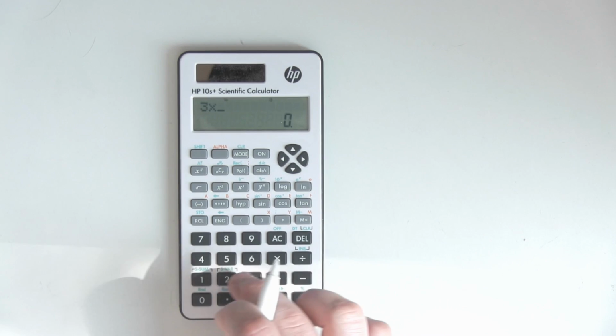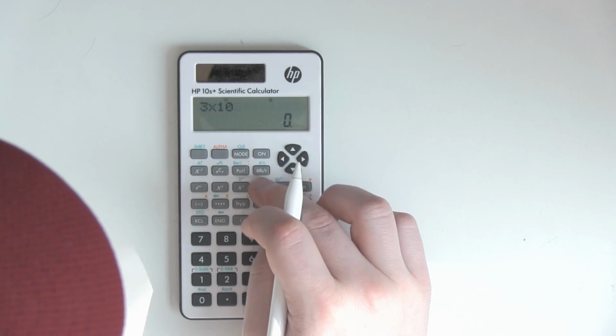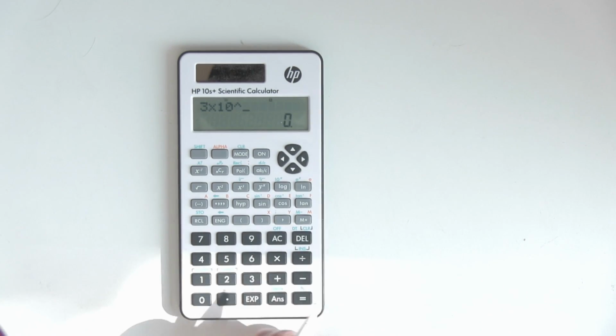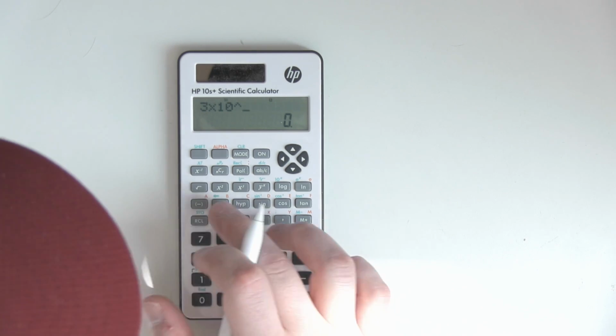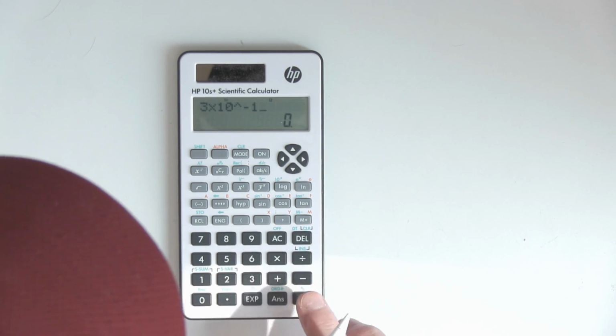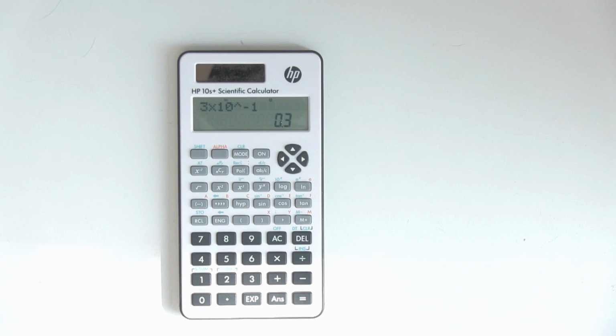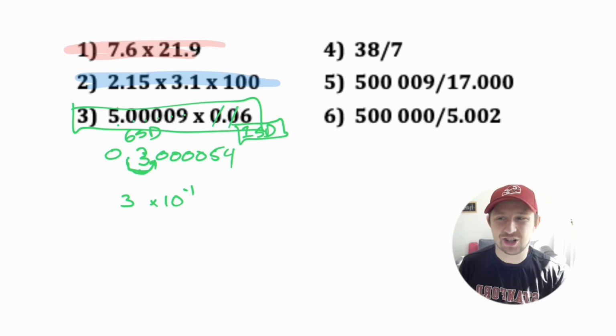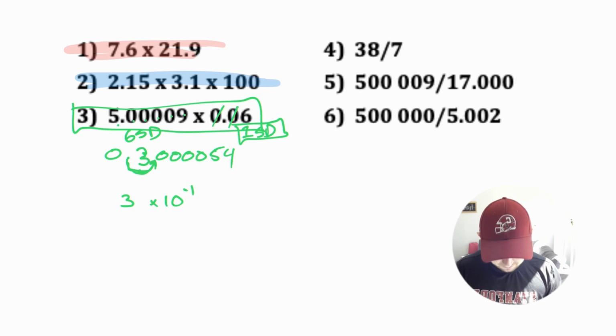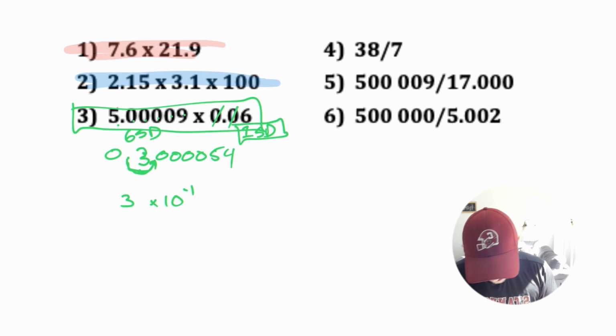And if I would go 3 times 10 to the power of -1, I would get 0.03. That's exactly what we want. That's up to our nearest significant digit. So that one worked. All right, let's try number 4 together.